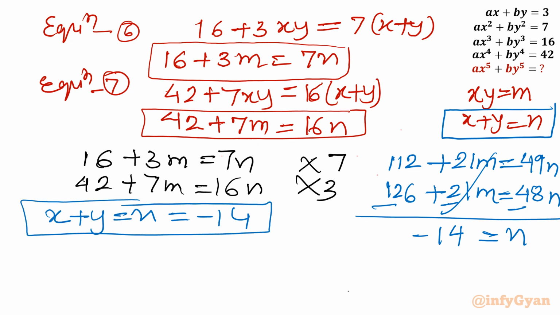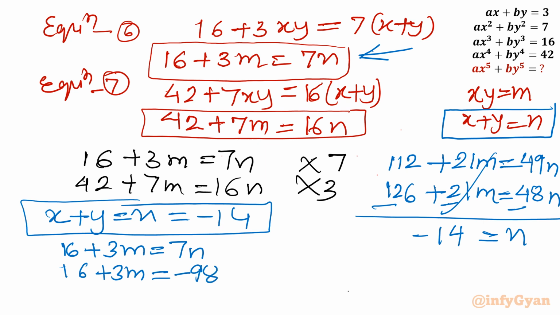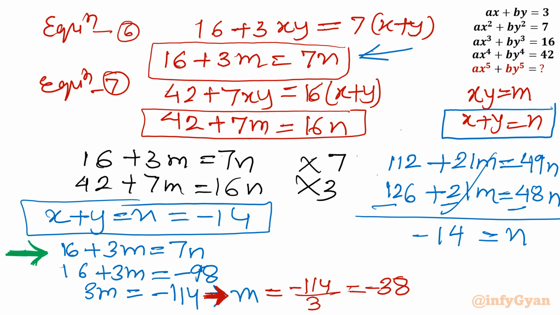Now let's find out m. So I can put in this equation. So let me write this equation. 16 plus 3m equal to 7n. 16 plus 3m equal to minus 14 times 7, so minus 98. So 3m equal to minus 98 minus 16. So it will be minus 114. Now once we divide 114 with 3, we'll have m. So the value of m is minus 38.